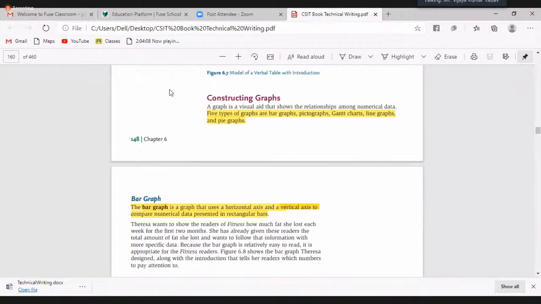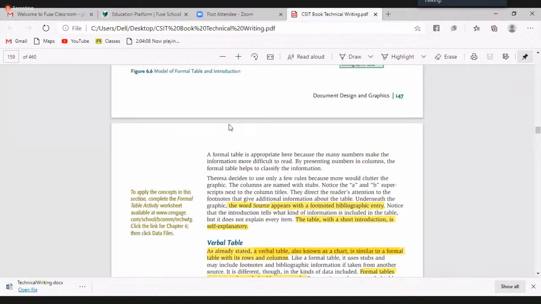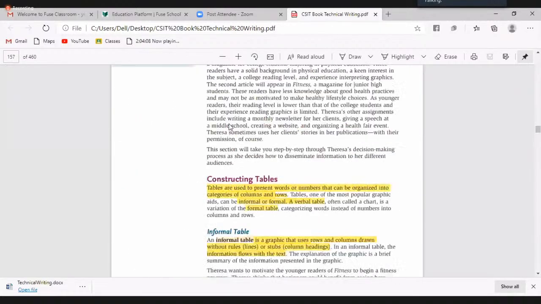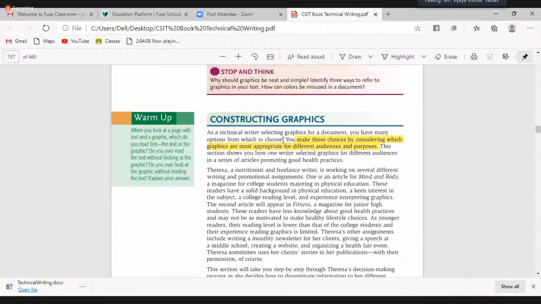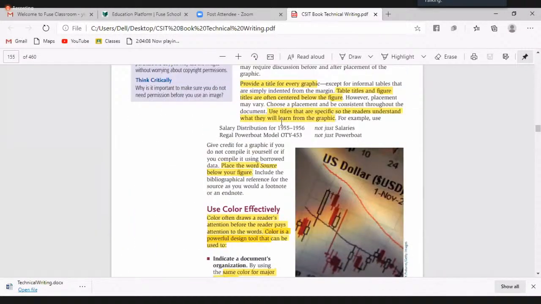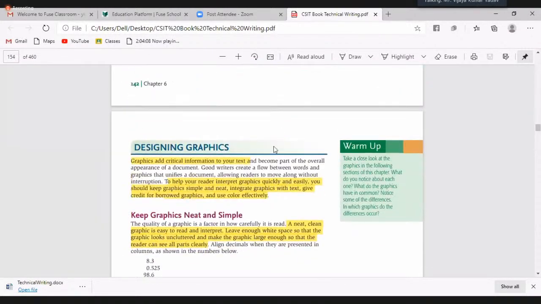No question is there, only in Google Classroom. So yesterday, what question did I post in Google Classroom? How can we design graphics? Isn't it? How can we design graphics? Discuss. This is the question.